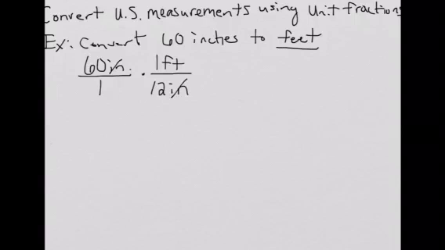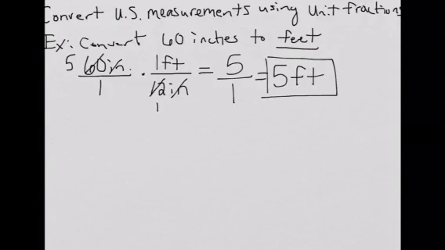Now I know that I can cross simplify the 12 and 60, where 12 becomes 1 and 60 becomes 5, and now we just multiply. On the top we get 5 times 1, which is 5. On the bottom, 1 times 1 is 1. And 5 over 1 just simplifies to 5. Keep in mind we are in feet, and so we get 5 feet. So 60 inches is equal to 5 feet. And that's what we're going to look at mostly in this section, converting between those different U.S. measurements.